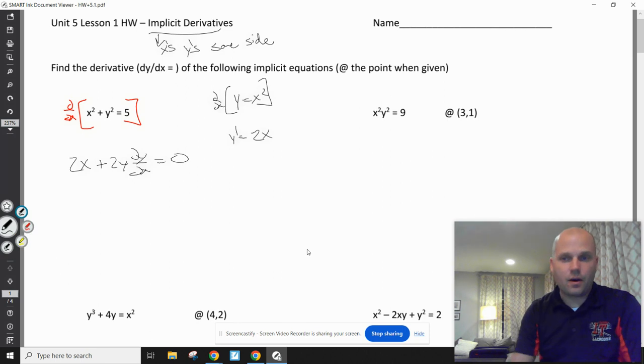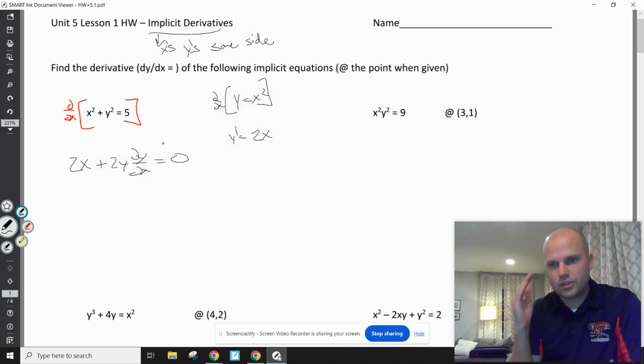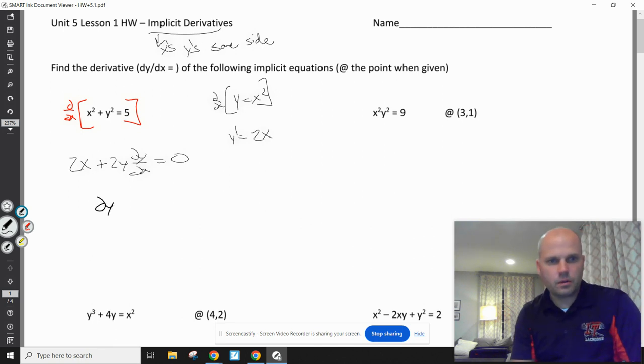What we do now is we either solve for dy dx, or in certain situations, we can plug in our point and find our slope. Here, I'm going to subtract 2x, and I'll divide by 2y to solve for dy dx.